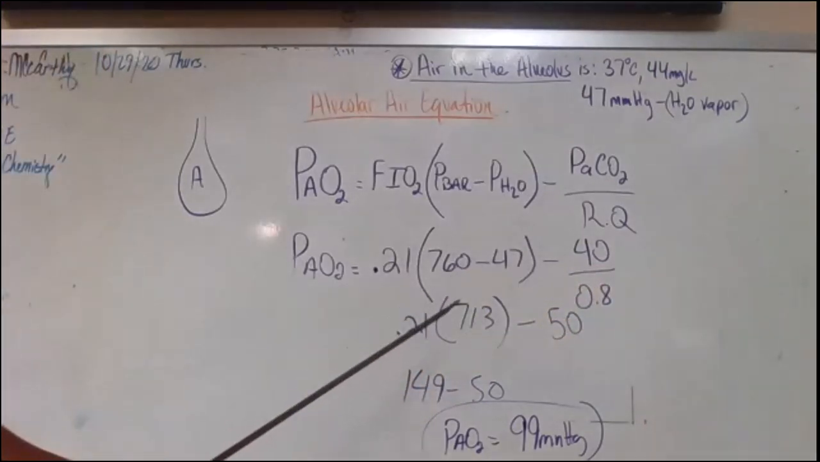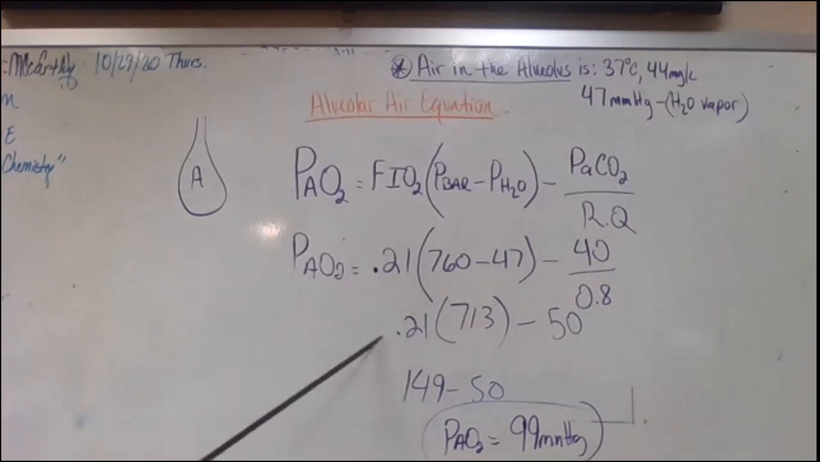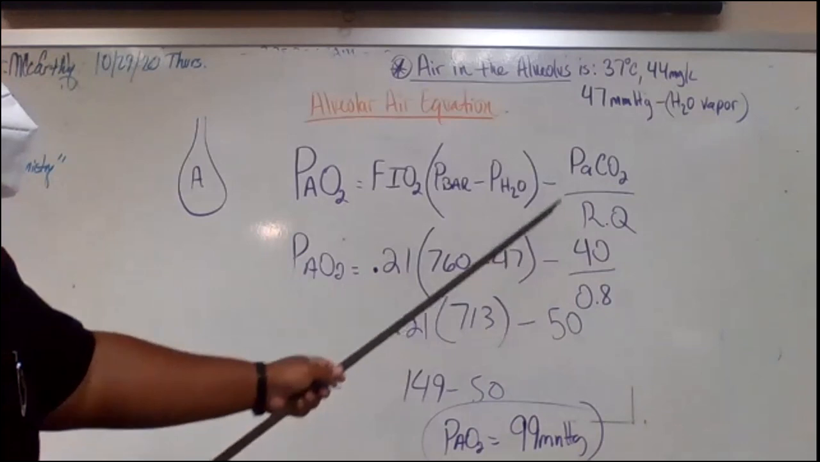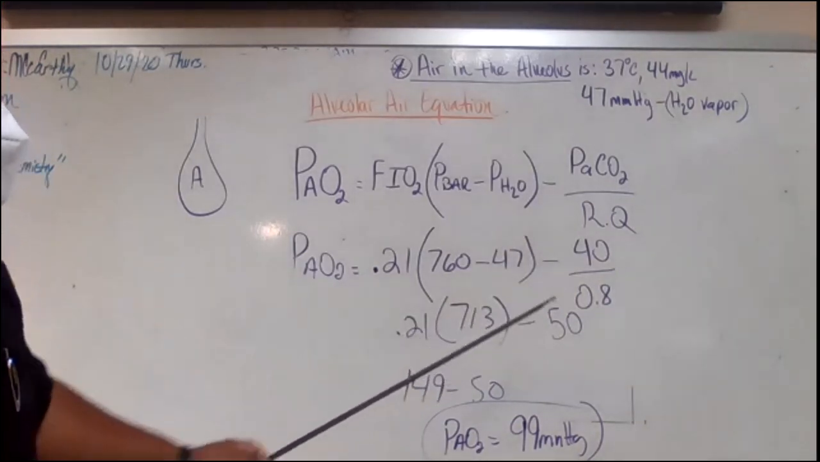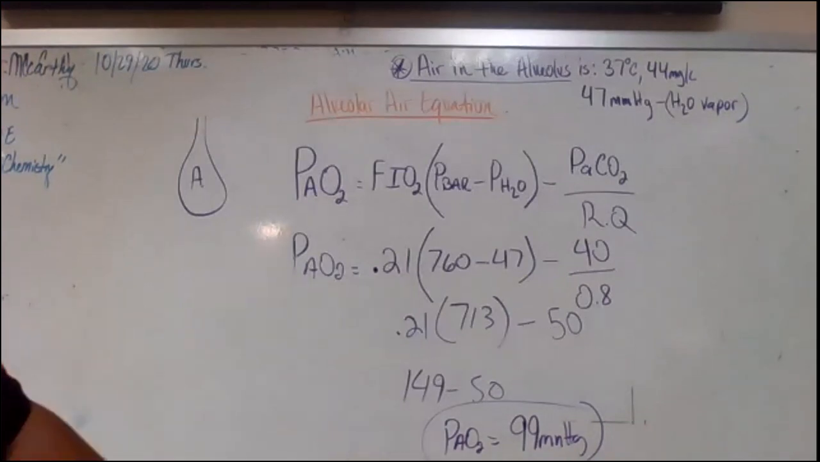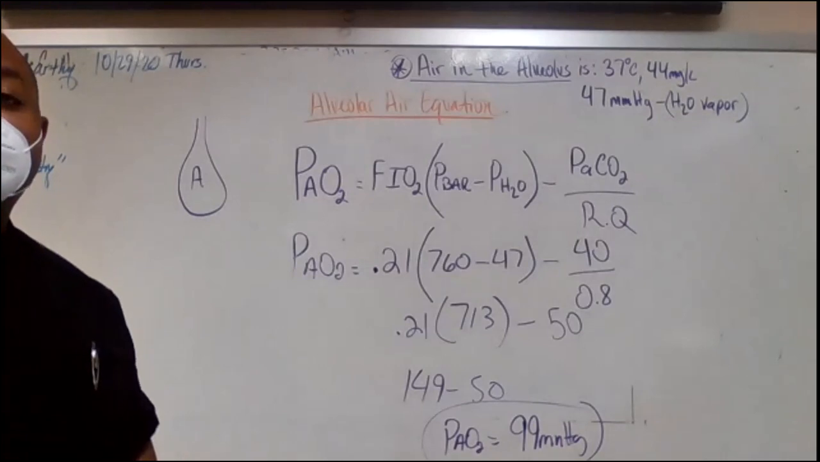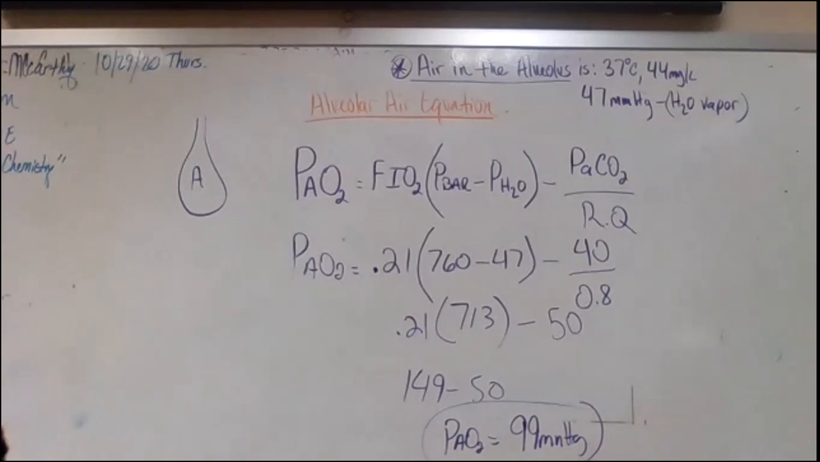So then I come down. Now I do what's in parentheses first. 760 minus 47 is 713. So I have to bring down 0.21 times 713 minus 40 divided by 0.8 is 50. Okay? Now I multiply. 0.21 times 713 is 149 minus 50 is 99 millimeters of mercury. Okay? That is how we solve the alveolar air equation.